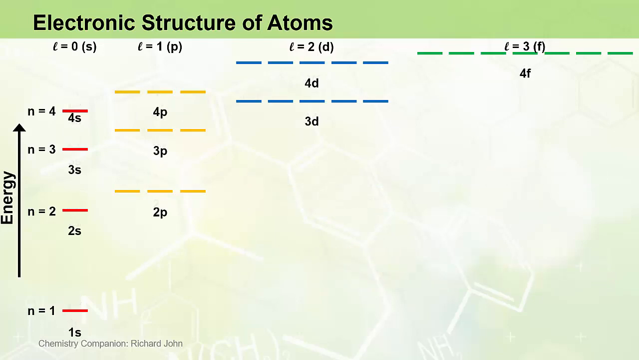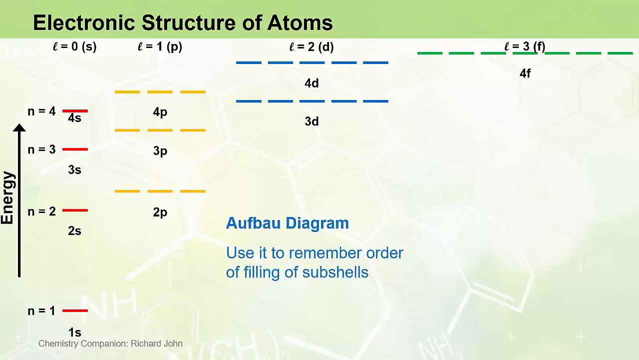So as you can see, it can get quite confusing as to which subshells to fill first when we start filling orbitals and subshells at higher energy levels, where the energy levels of orbitals and subshells get closer and closer together. To help with this confusion, we can use a simple mnemonic diagram called the Aufbau diagram, and we use it to remember the order of filling of subshells.